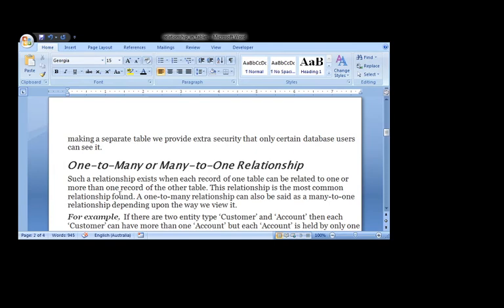Now we talk about one-to-many or many-to-one relationship. Such a relationship exists when each record of one table can be related to one or more than one record of another table. This relationship is the most common relationship. This is said many-to-one relationship also, depending on the way we look at it.